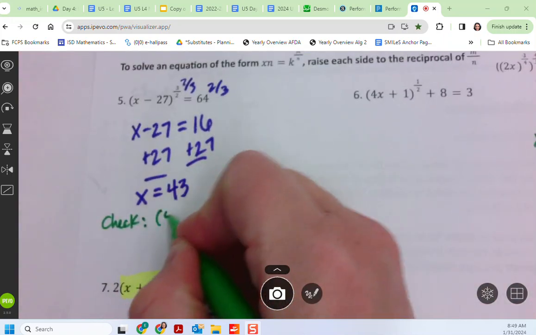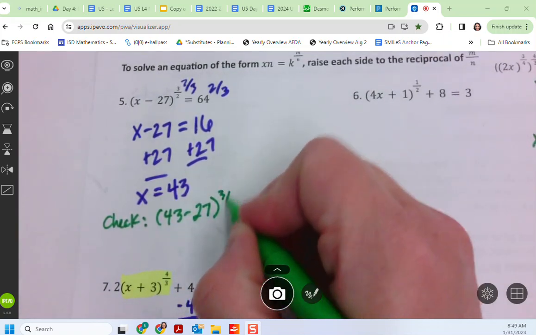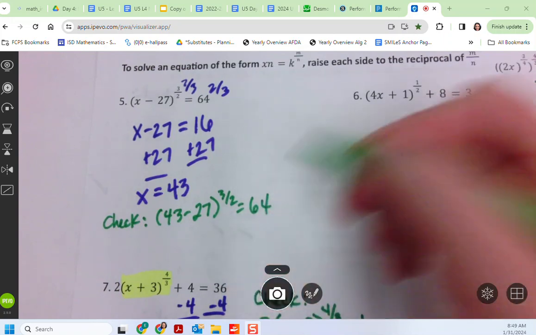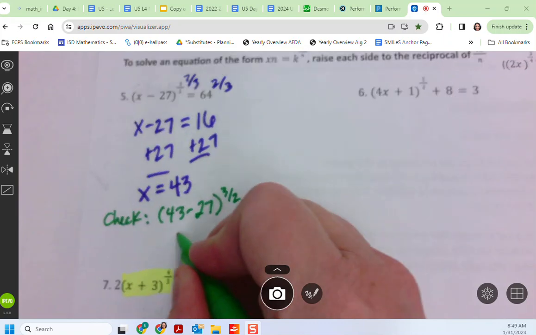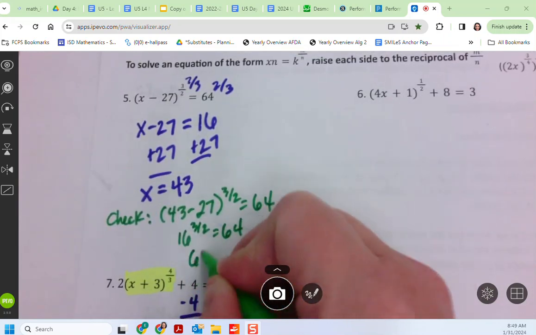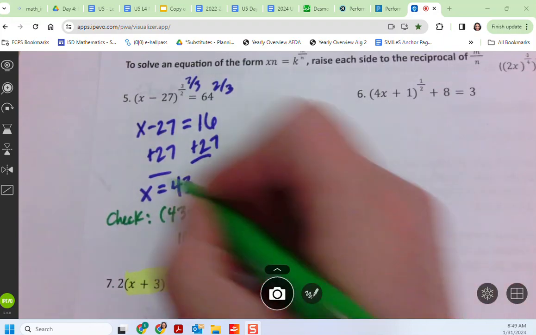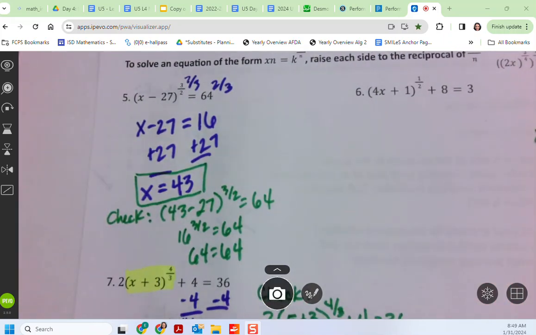So I had 43 minus 27 to the 3/2 equals 64. 43 minus 27 is 16, right? And I get 64 equals 64, so it checked out, right? Do you understand, or do you have a question? Okay, as long as you understand, you're good.